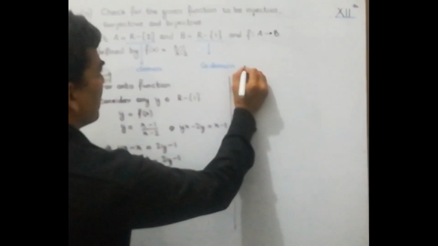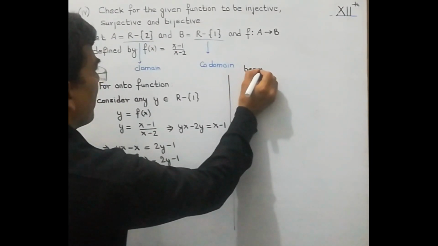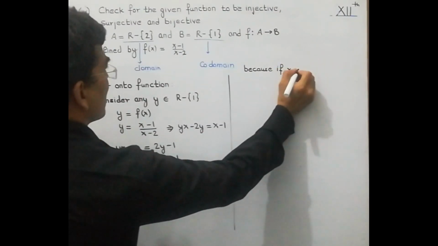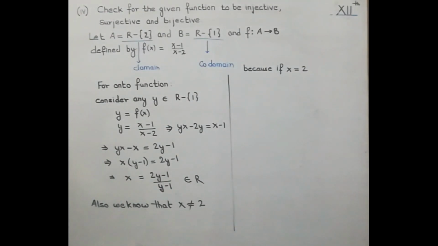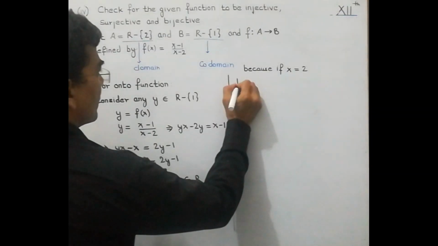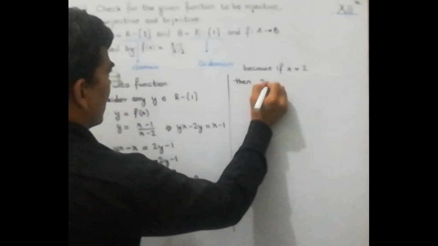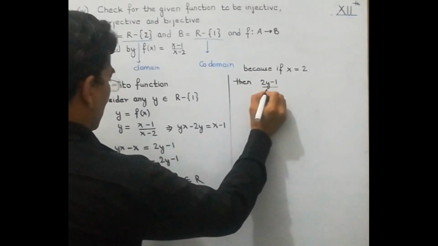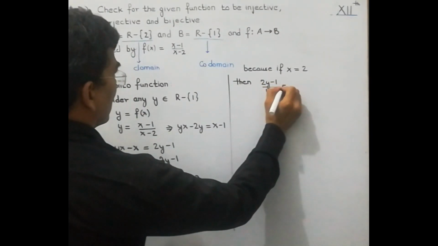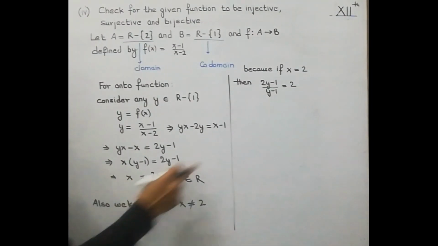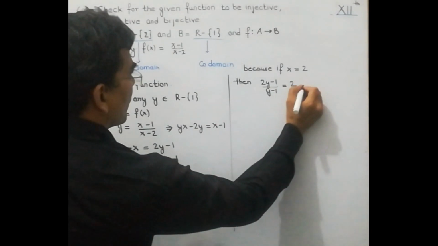Now let us consider, suppose x is equal to 2, then this relation will be equal to 2. x is equal to 2, so we are substituting 2 over here. So what will be the result?